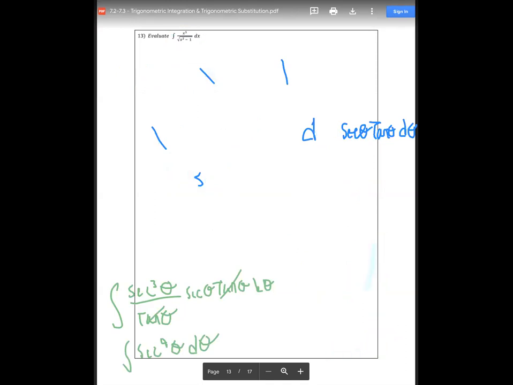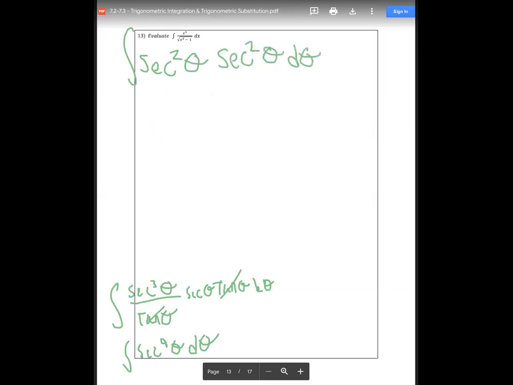So notice how secant to the 4th isn't a formula in our AP Calculus integration formula sheet. So we're going to have to go back to our little chart and see what to do when we have an even secant power, which is rule number 5. When we have an even secant power, we take one secant squared, and then we convert the rest to tangents. Just from memory, I already know that secant squared is equal to 1 plus tangent squared of theta.